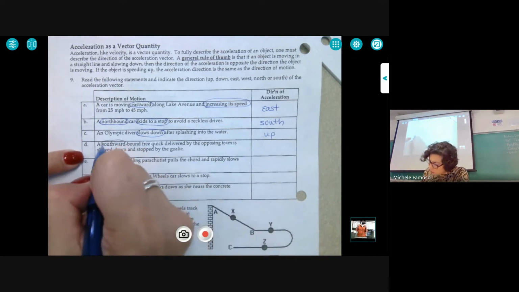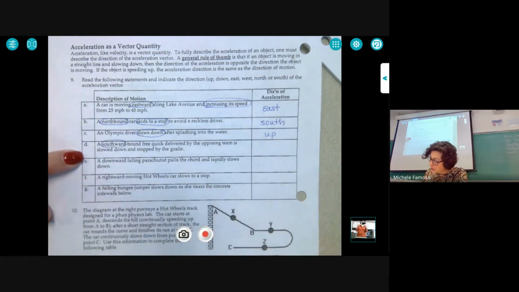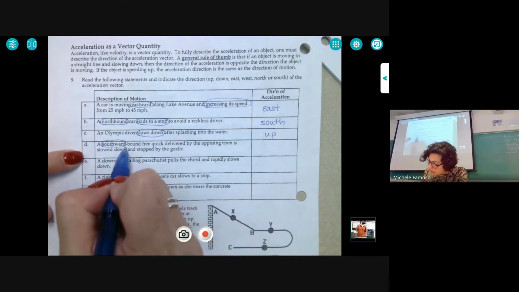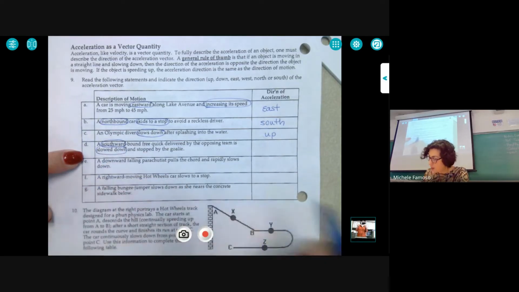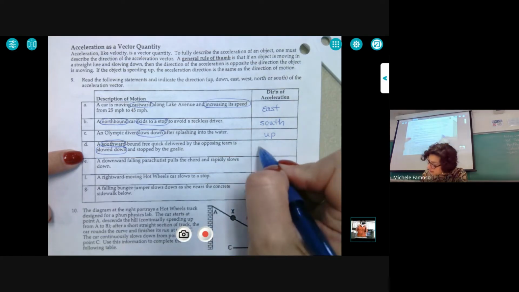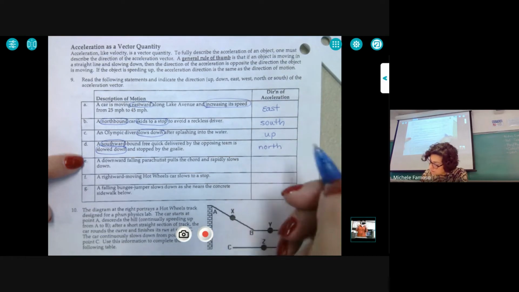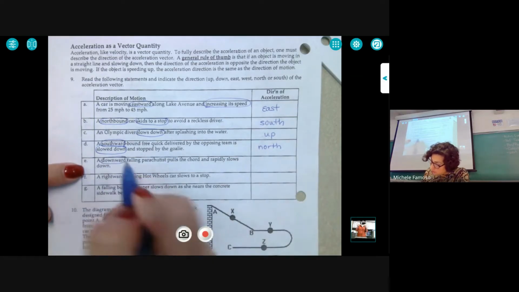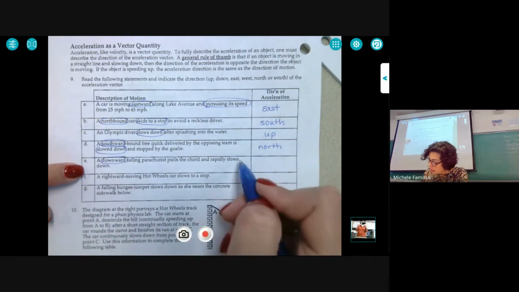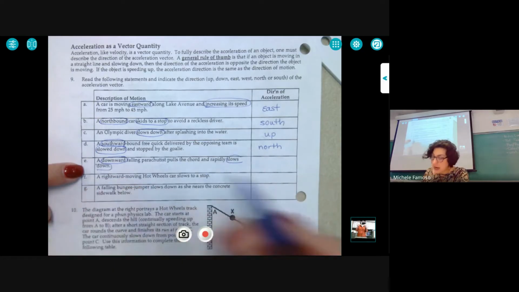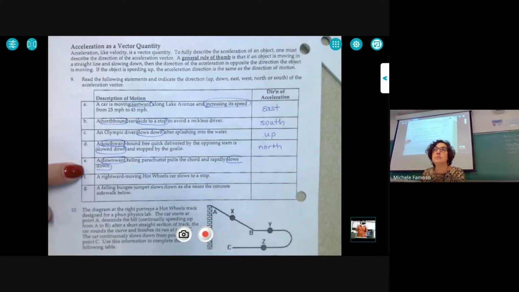We have a southward bound free kick delivered by the opposing team, and it is slowed down and stopped by the goalie. What's the direction of this acceleration? Alex? Yep, opposite of south, so that is north. We have a downward falling parachutist pulling the cord and rapidly slows down. Upward, yep.